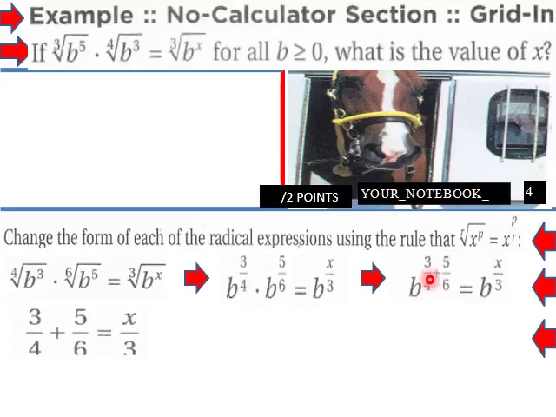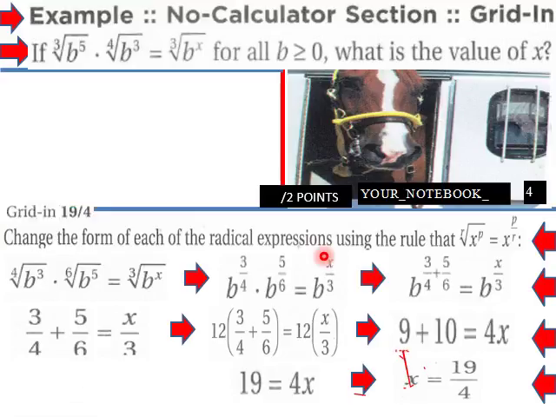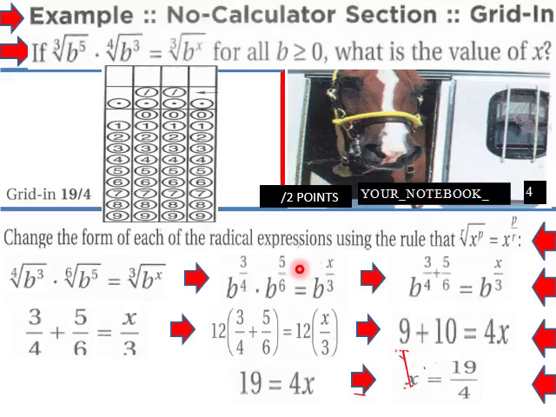We're going to solve for our exponents here, and we continue to solve. 9 plus 10 equals 4x, so 19 equals 4x, and x equals 19 over 4. So you get a fractional exponent for that. Grid in 19 over 4: 1, 9, fraction bar, and then 4.